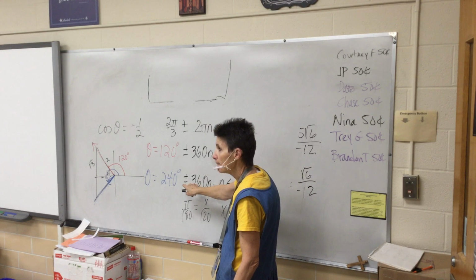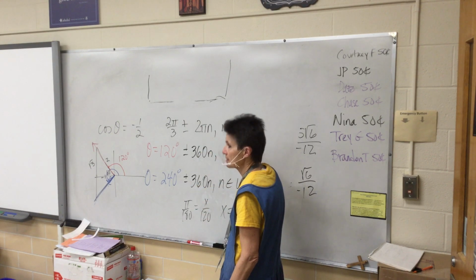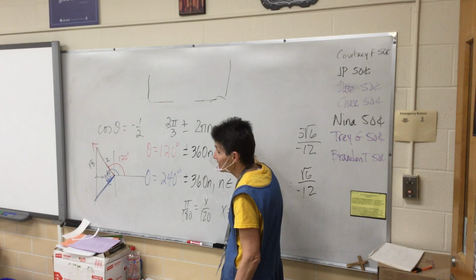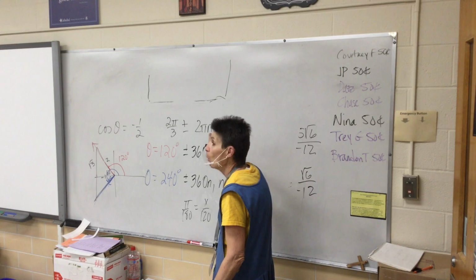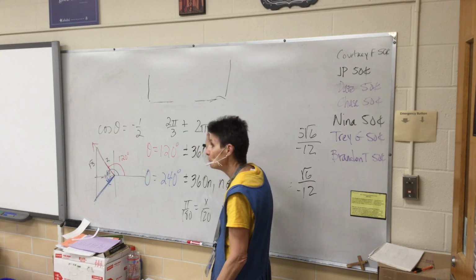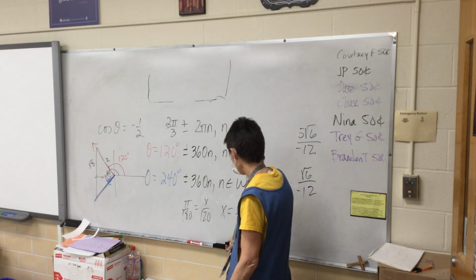Do we have to write that n is an element of the whole numbers? You should, so we know what n is. This just means n is a whole number. So like 1, so this is 1 2 pi, or 2 2 pi's, or 3 2 pi's, whatever.